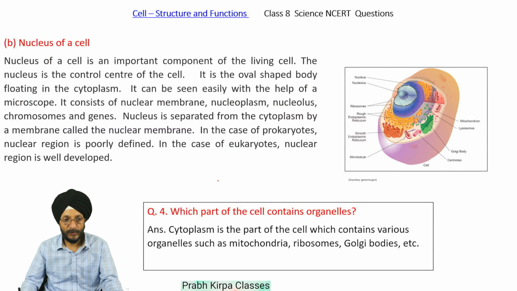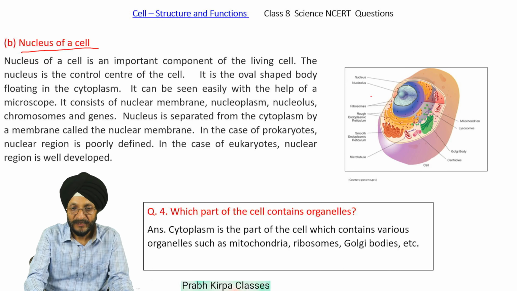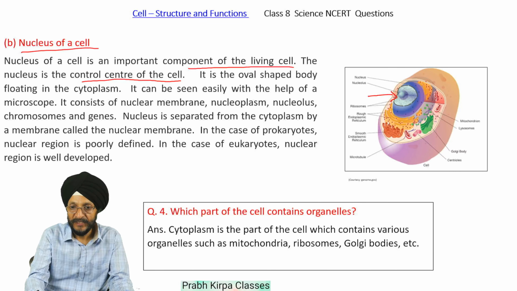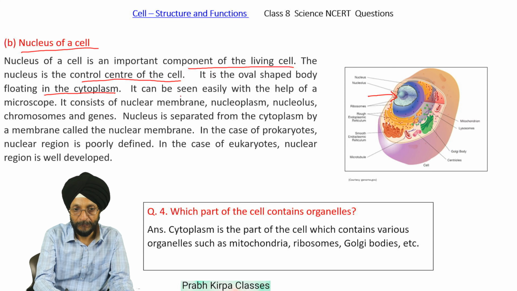Now, another point is the nucleus of the cell. This is the nucleus of the cell. It is an important component of the living cell. Nucleus is the control center of the cell. It is an oval shaped body which is found floating in the cytoplasm. We can see the nucleus with the help of a microscope.